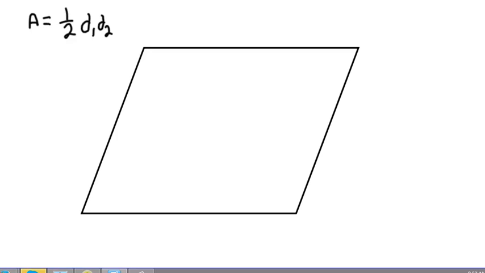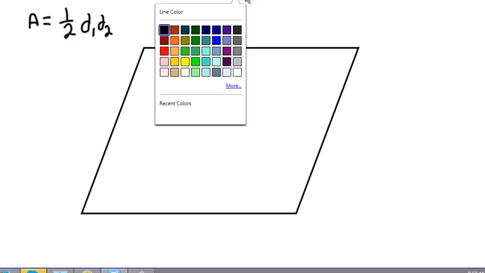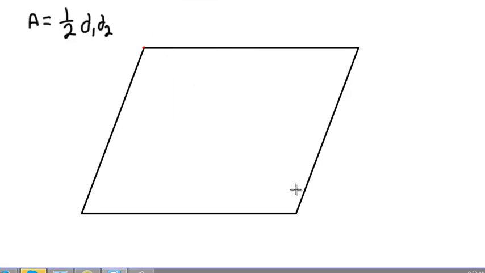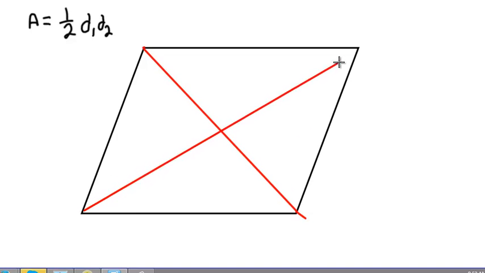So let's just make sure we know what diagonals are. And I'll put this in a different color. Diagonals go from vertex to vertex. So I'm going to try to draw a nice straight diagonal. And then from here to here.